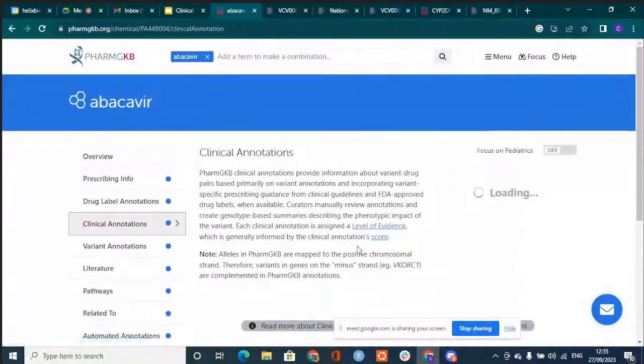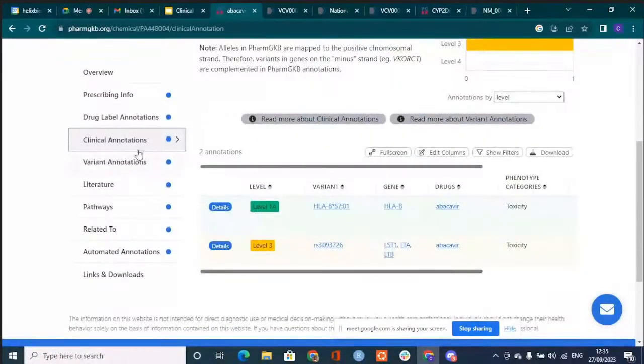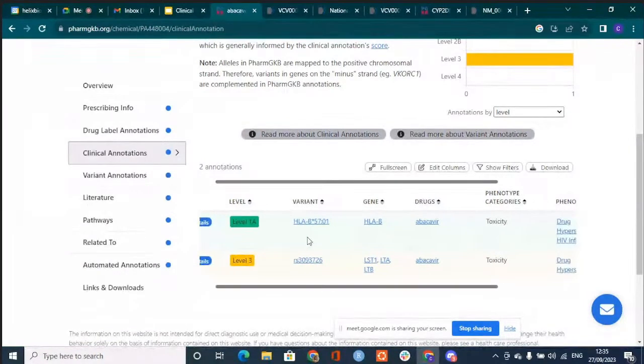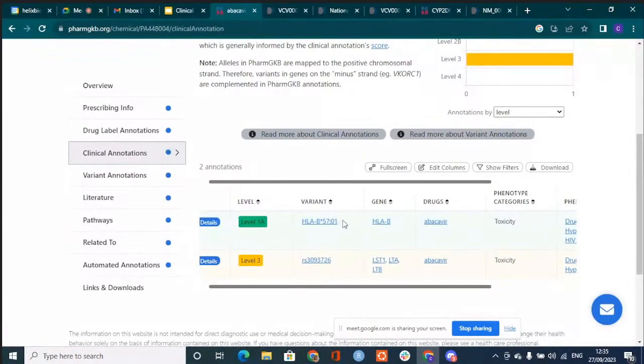Just go to the clinical annotation database. These are a lot of databases linked to this PharmGKB, from clinical annotation, from drug label, so a lot of information linked to this. So this is level one. Level one is trying to show us the confidence level that we have for maybe this variant causing a patient to express a phenotype.